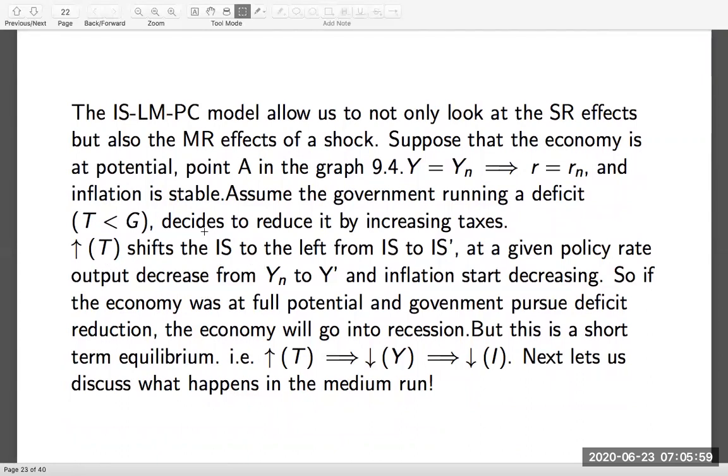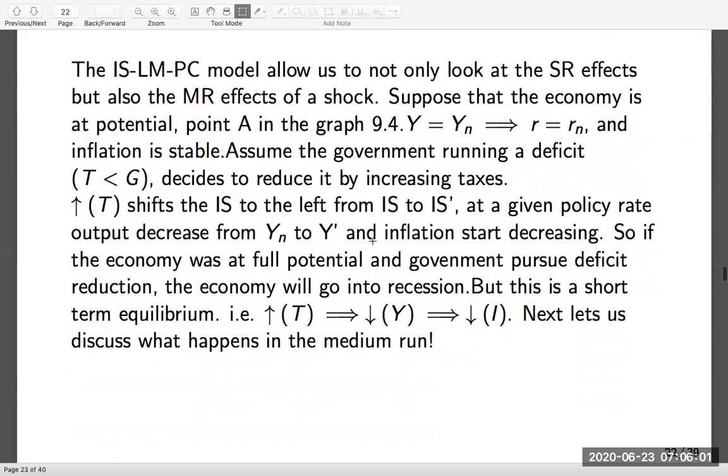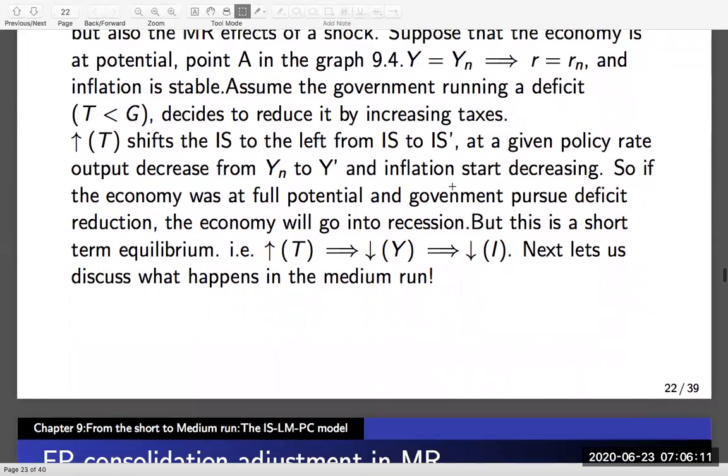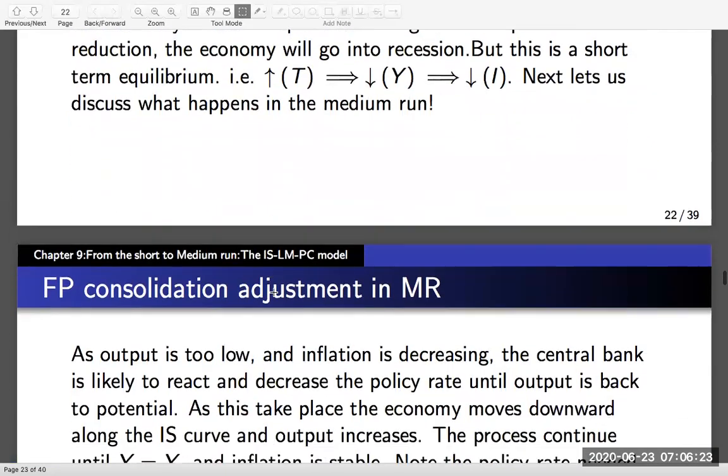Of course, taxes are in your IS curve, so your IS curve will shift to the left. At a given policy rate, output decreases from Yn to Y, and inflation starts decreasing. So if the economy was at full potential and the government pursued deficit reduction, the economy will go into recession. But this is a short-term equilibrium. Remember chapter 5.